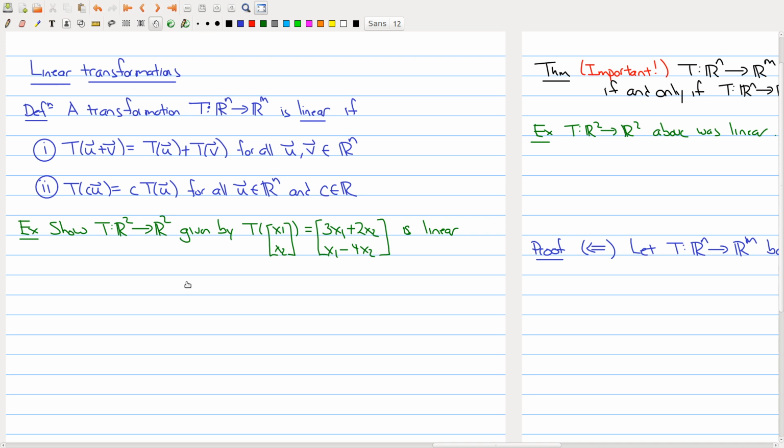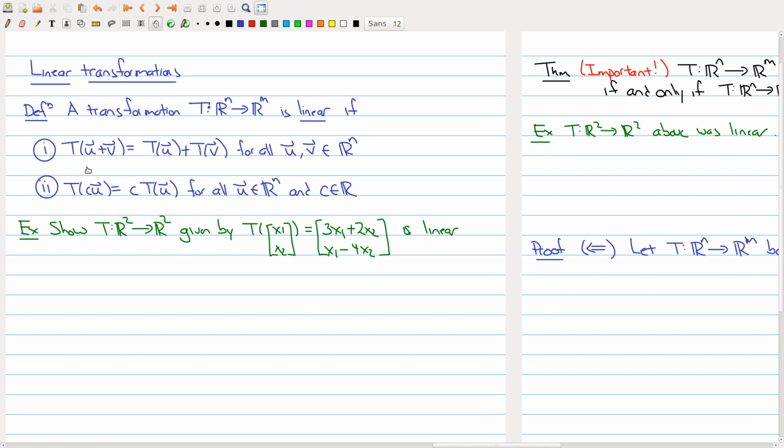In the third part of Lecture 8, I want to talk to you about linear transformations. So we've seen what a transformation is, we've talked about a matrix transformation, and now I want to introduce another special type of transformation called a linear transformation. And a transformation is linear if it satisfies the following two properties.